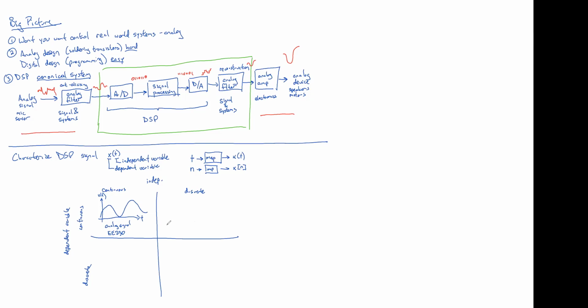This is called a discrete time signal. And this is what we are going to study in EE431. As an example, your signal might look like that, for n equals 0, 1, 2, 3, 4, 5, 6.